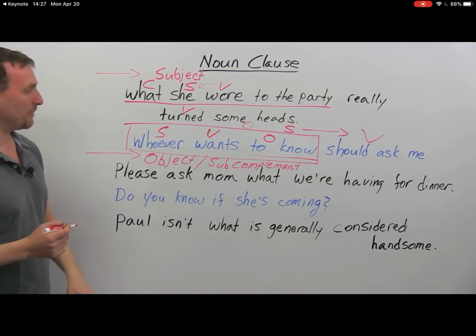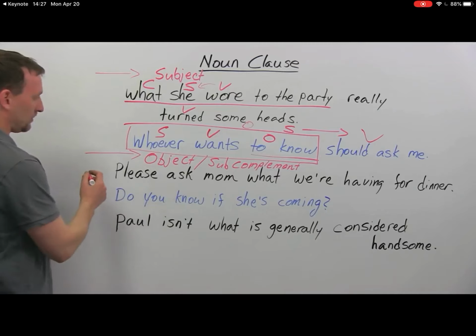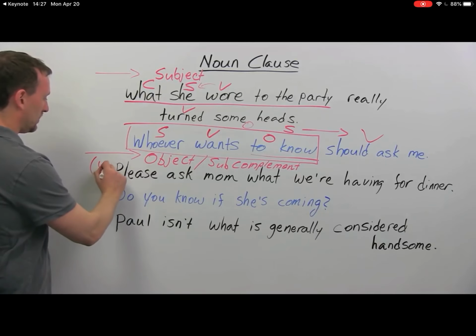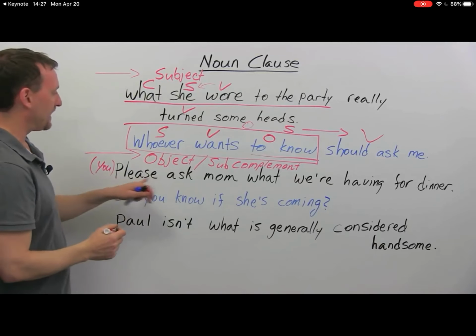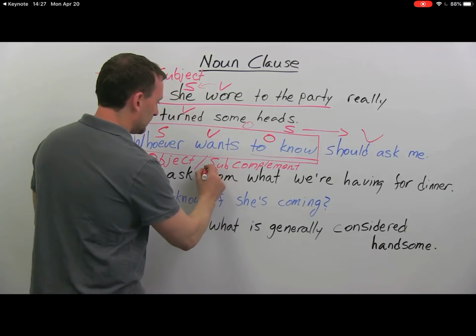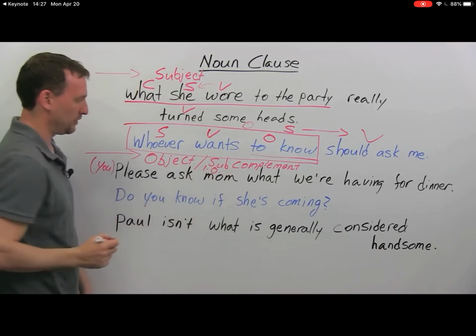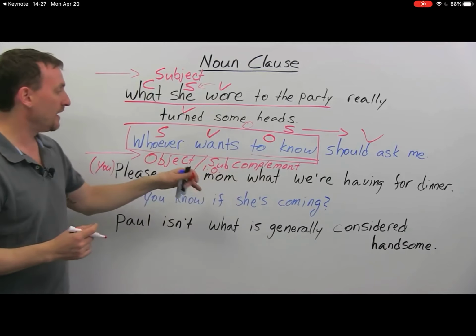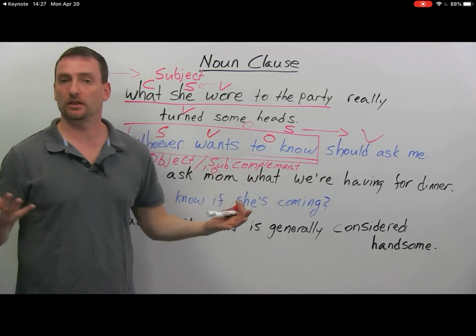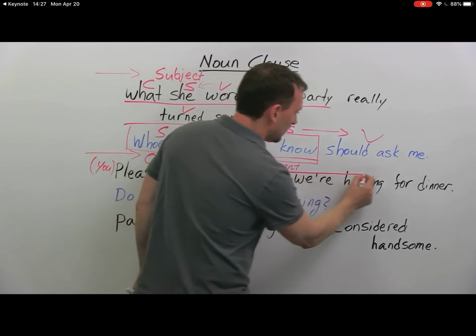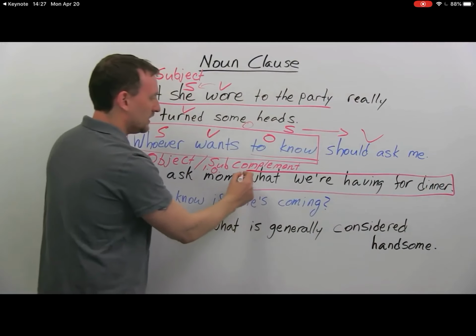So please ask mom what we're having for dinner. So what is the subject here? Of course you. Because this is an imperative. Ask who, mom. This is indirect object. You can see the IO, indirect object. Now, please ask mom what? What should you ask her? What we are having for dinner.